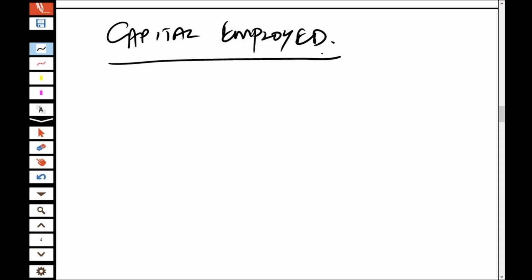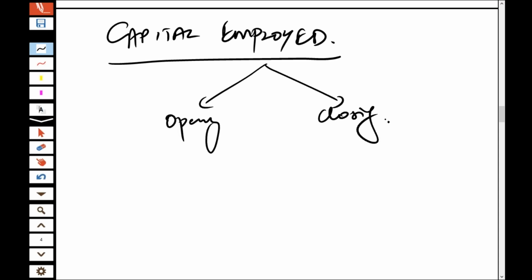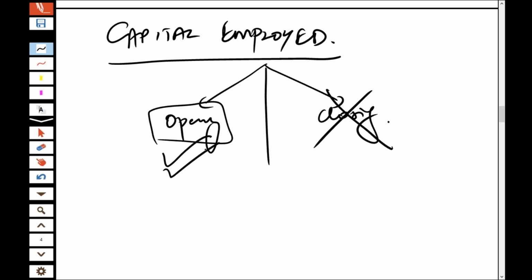There is a very important thing which you need to understand: there are two capital employed figures. One of them is the opening capital employed. The other is the closing capital employed. So remember, for the economic value added calculation, it's the opening capital employed that's going to be used. I repeat, for the computation of the economic value added, it's the opening capital employed that's going to be used.